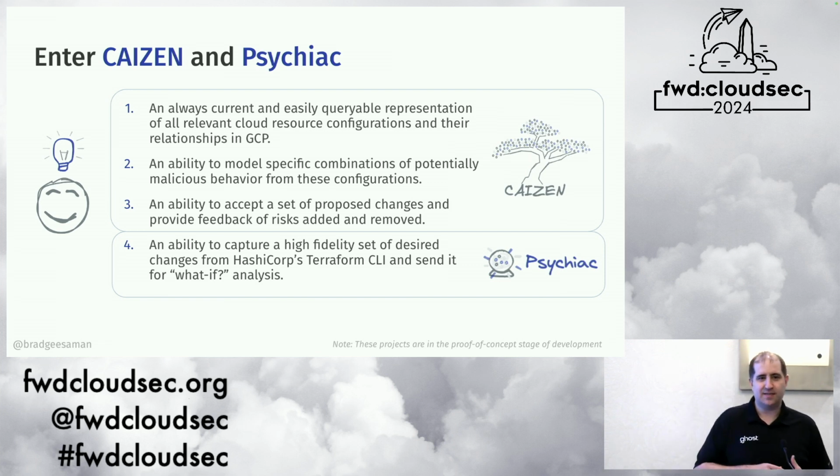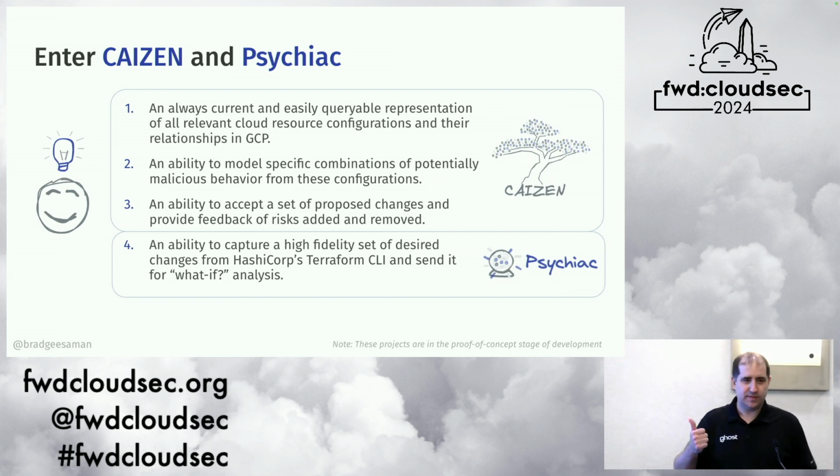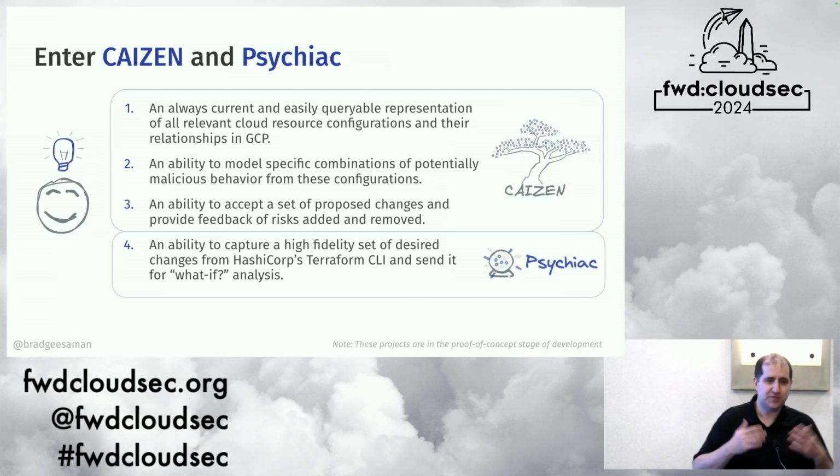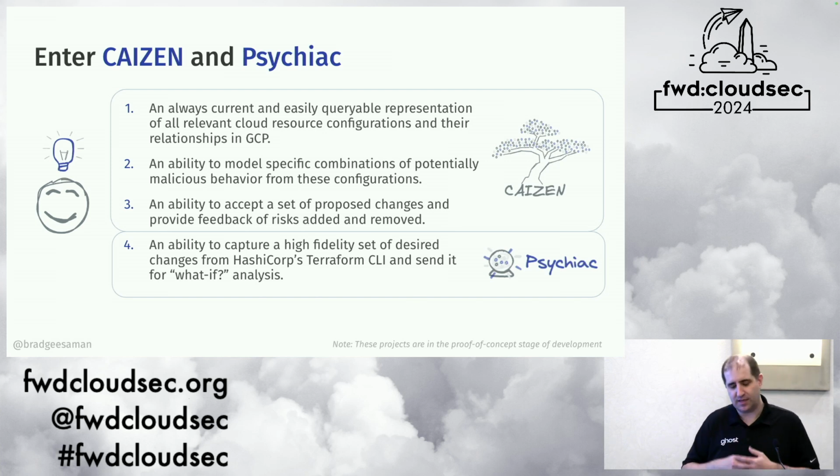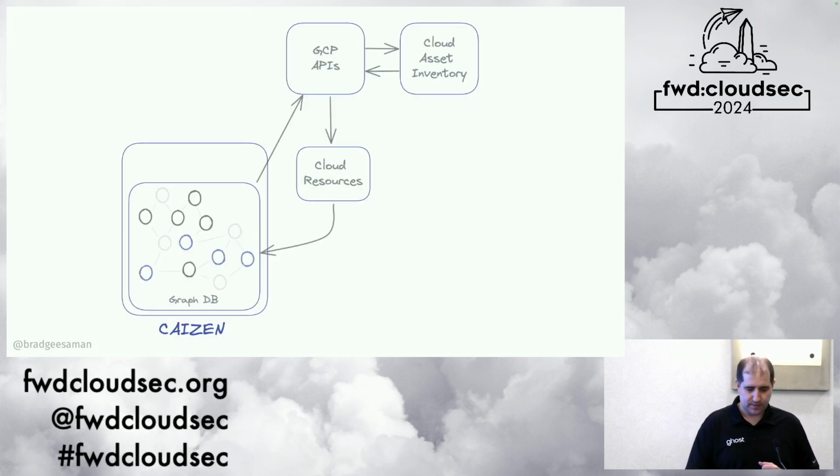But fundamentally, Kaizen is a resource graph. It's always up to date, and it's sitting there with open-ended modeling so you can write attack path queries on top of the resource graph, which I'll show you in a bit. And it has an API that says, hey, give me a change set. I'll do a what-if analysis, and I'll send it back to you. And then Psychic is the tool that I like to call it. It looks in the future. So it's Psychic. It wraps Terraform and makes Terraform easy to handle when you're trying to interface with Kaizen.